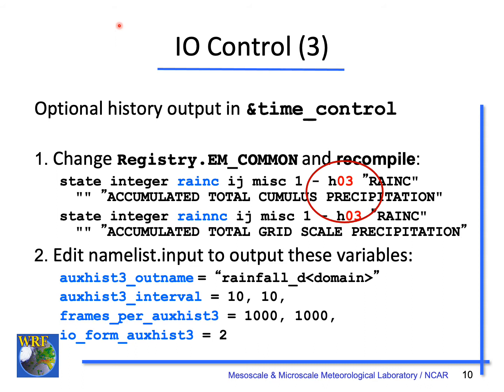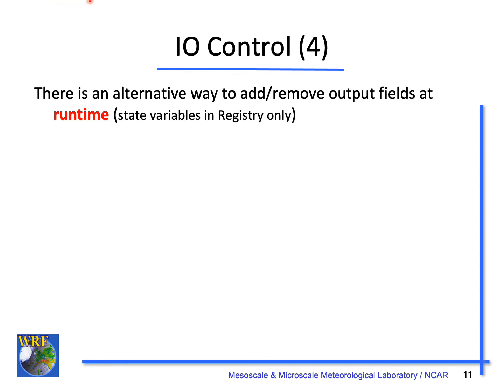Here, because we made changes in the registry file, we need to recompile the model starting with the clean -a option. Then we can run the model and obtain these fields in a different output stream. You may notice that the method described on the previous slide requires a full model recompile, which may not be that convenient when we are just doing some quick test of model development.